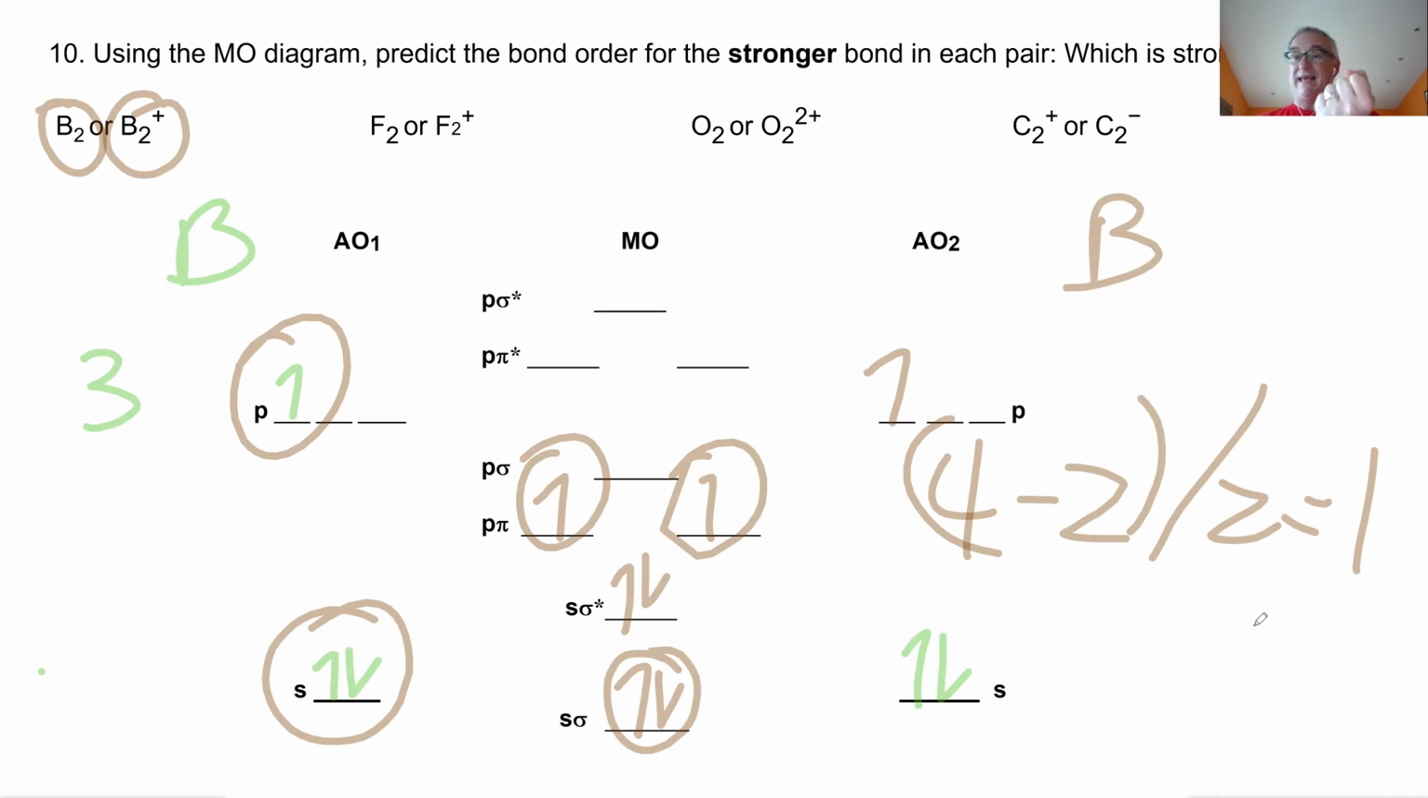So B2, or diatomic boron, however you want to think about it, I can make a B2 molecule with a single bond. That's definitely theoretically possible. Now, is that more or less stable than B2 plus? More stable because it's a complete bond. Exactly. It's sharing a pair. So answering that question, the stronger bond in each pair would be this one, and the bond order is 1. That would be the answer to that question.